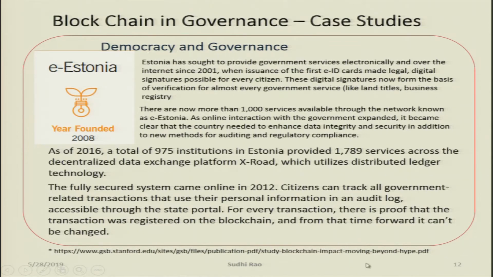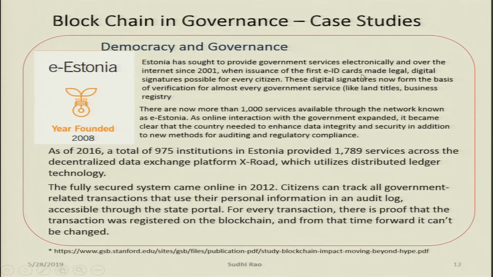Estonia has sought to provide government services electronically and over the internet since 2001. So, they got a very early start. Since the early days of the World Wide Web and the internet, this country has focused on providing public services, government services electronically. That means I should be able to renew my driver's license completely online. I do not have to go to the RTO in India or DMV in the US. I can apply for an Aadhaar type of number, I can apply for my benefits, I can do a change of address. All government services, getting an identity card, it has tried to put them on the web, and do it electronically since 2001, when issuance of the first e-ID cards was made legal.